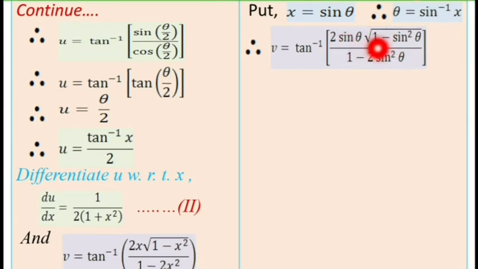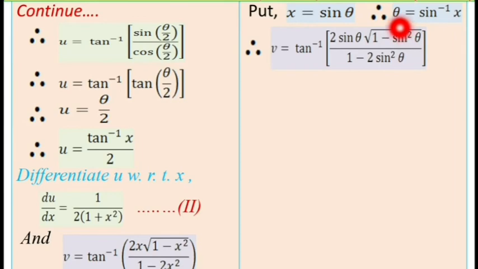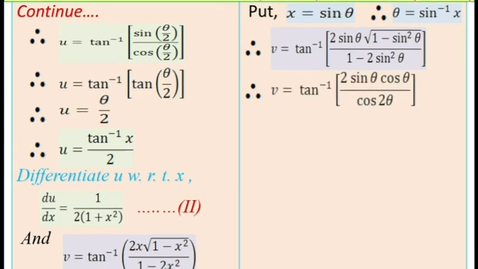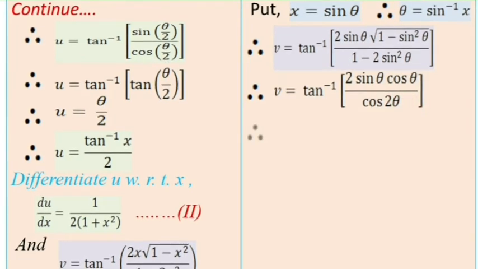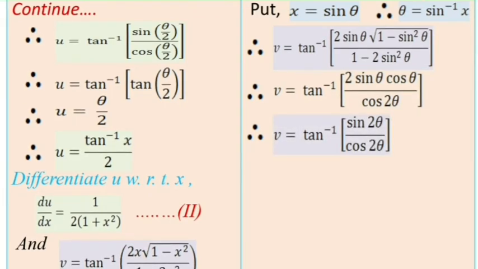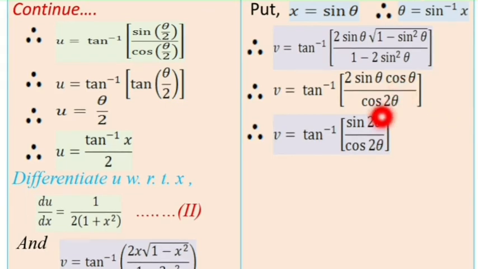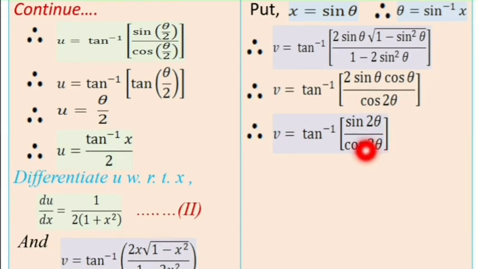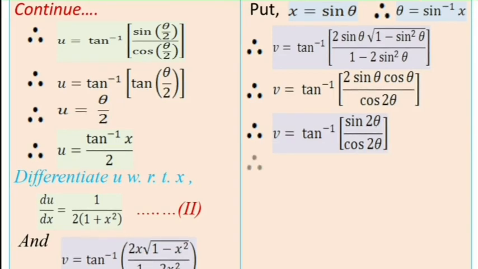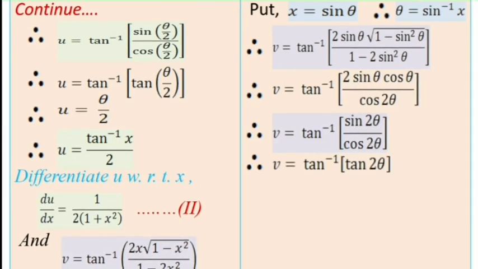Now in this bracket, √(1 − sin²θ): we know the formula 1 − sin²θ = cos²θ, and the root of cos²θ is cos θ. Therefore v = tan⁻¹(2 sin θ cos θ/(1 − 2 sin²θ)). Here 1 − 2 sin²θ is the double angle formula cos 2θ, and the numerator 2 sin θ cos θ is sin 2θ. Sin 2θ upon cos 2θ is nothing but tan 2θ, and therefore v = tan⁻¹(tan 2θ).